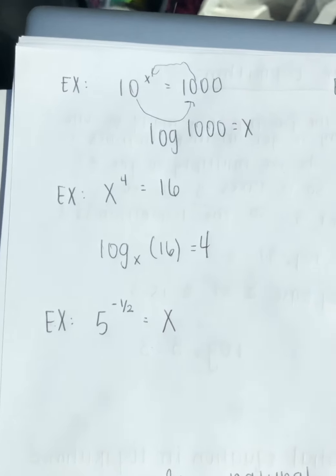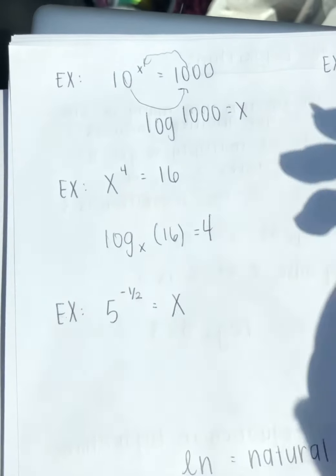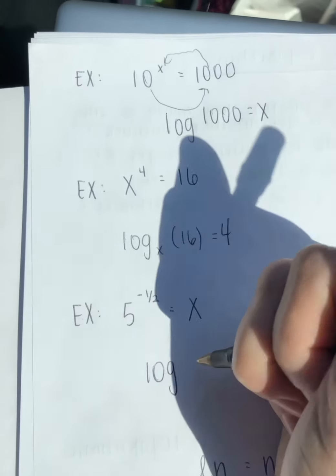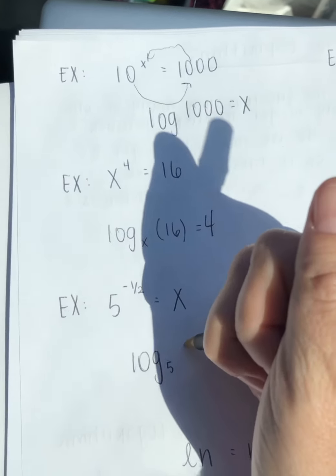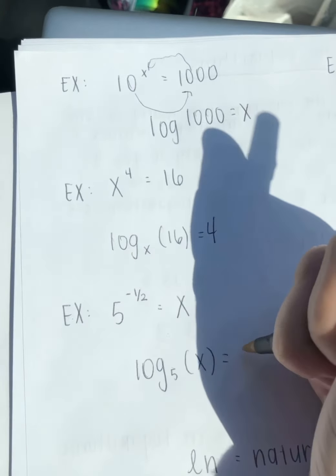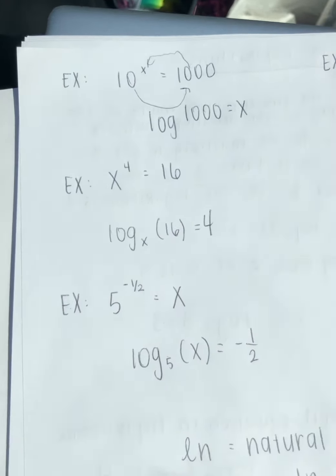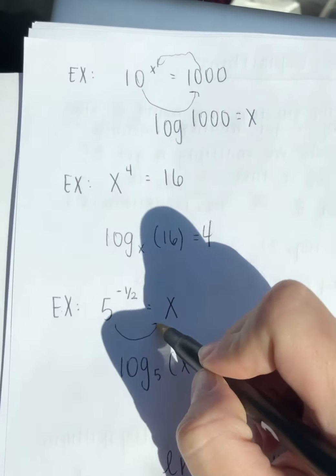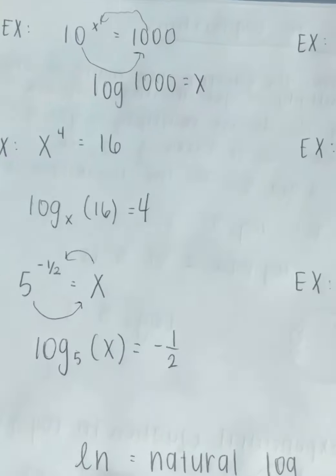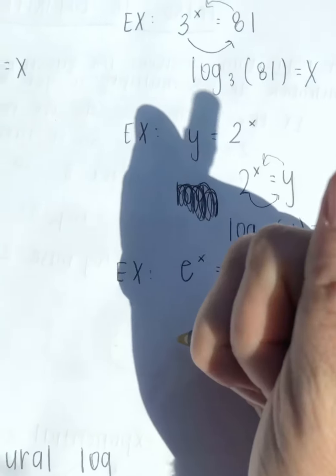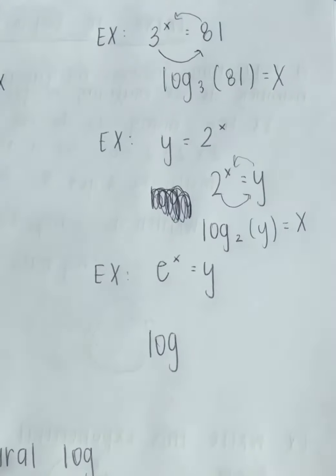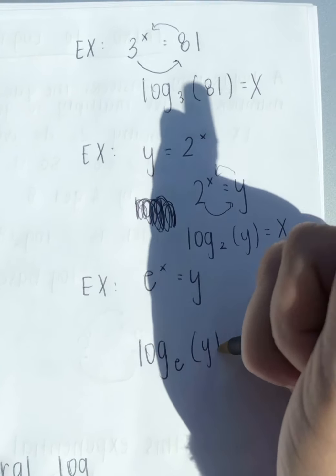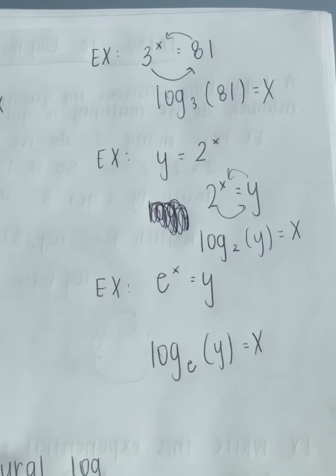And then we have a fraction or exponent. Okay, so we're going to do it the exact same. We're going to say log base 5 of x equals -1/2, right? Nothing changed. Start at your base, spiral around. Here, we're going to have log base e of y equals x, okay?